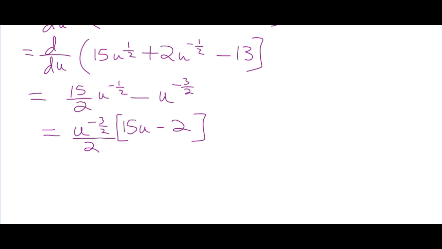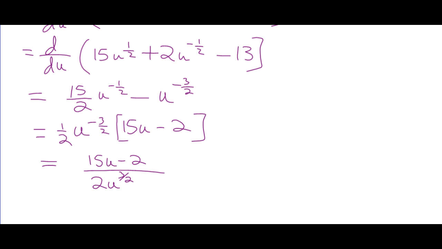And let's do that. So now we get a nice expression, right? 15u minus 2. And actually, you know what? We could even write it this way. It's 1/2 of u to the... So now we have our numerator, which is 15u minus 2, and we have our denominator, which is 2u to the 3 halves. So there. That's a much cleaner way of doing it, right?